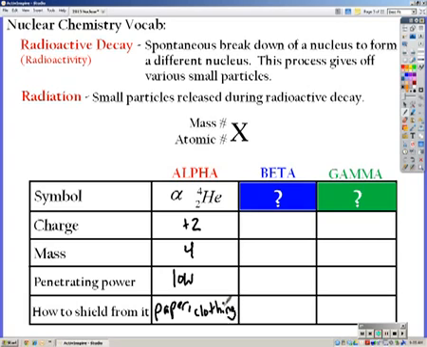Beta particles can be represented with the Greek letter beta or 0, -1e. Beta particles are fast-moving electrons that are ejected from the nucleus. Because it's an electron, it has a mass of 0 and a charge of -1. It has medium penetrating power, and you can shield yourself with skin or foil.